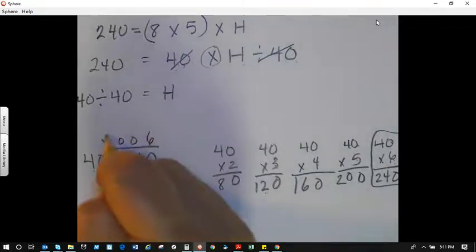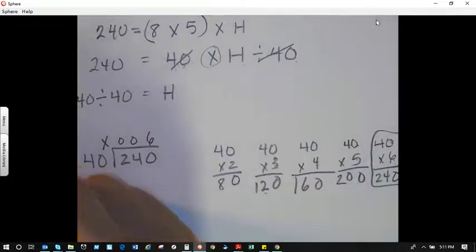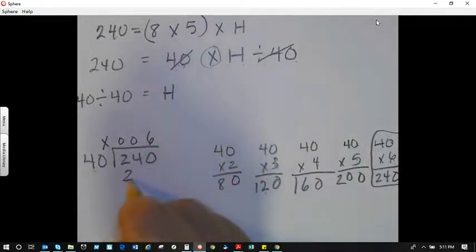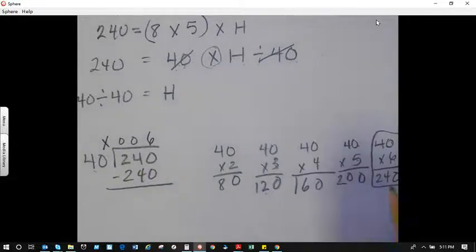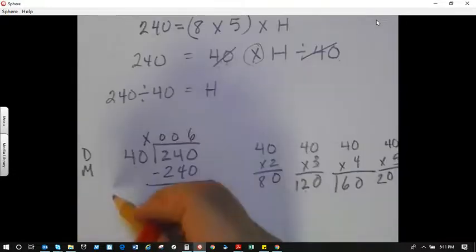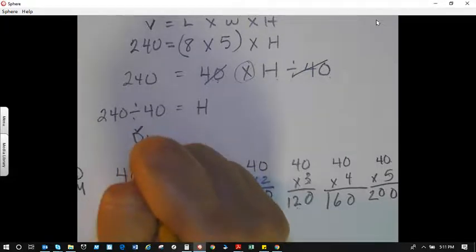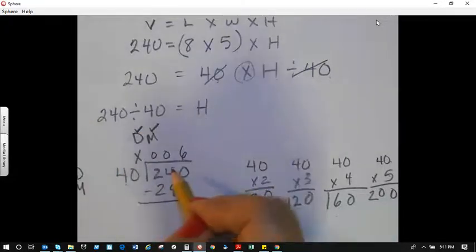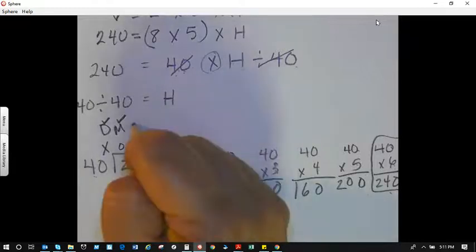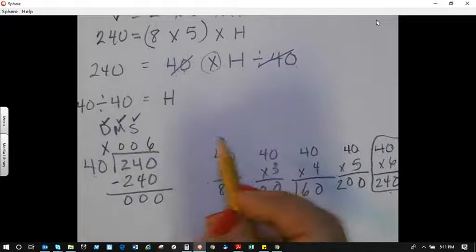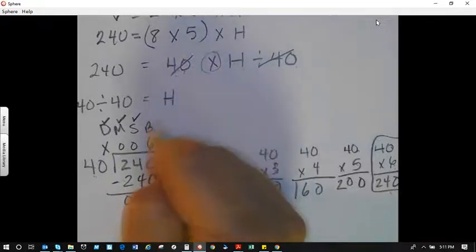Now I multiply that out because I have to divide, multiply. 6 times 40 is 240. I had already worked that out over here. I divided, I multiplied. Now I need to subtract out: 0, 0, 0. And there's nothing to bring down, so I don't have to worry about that.